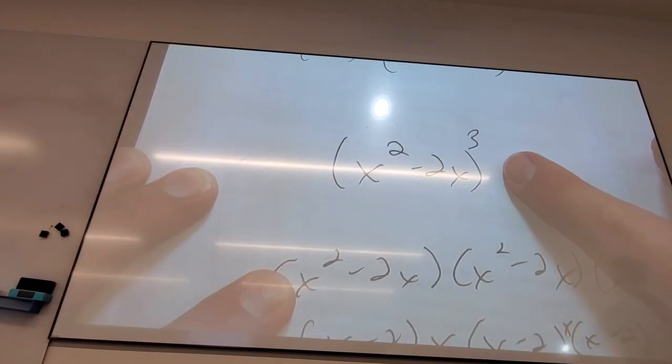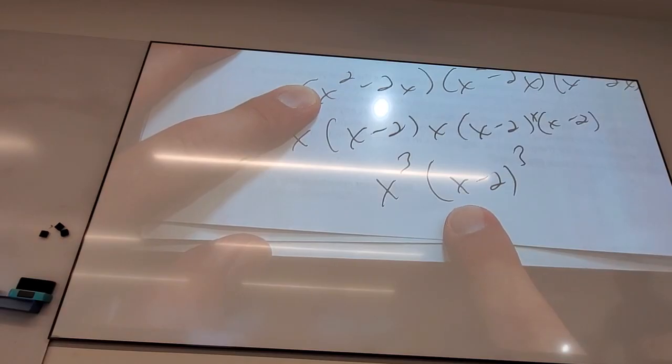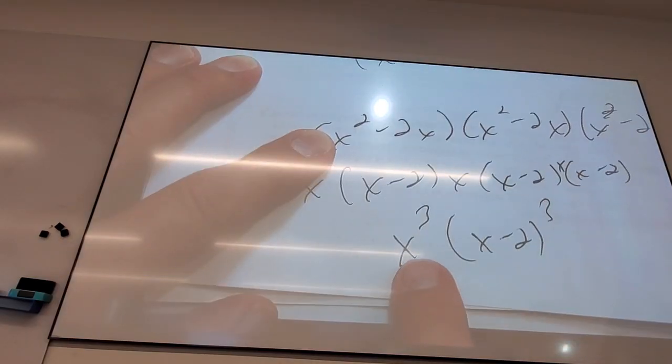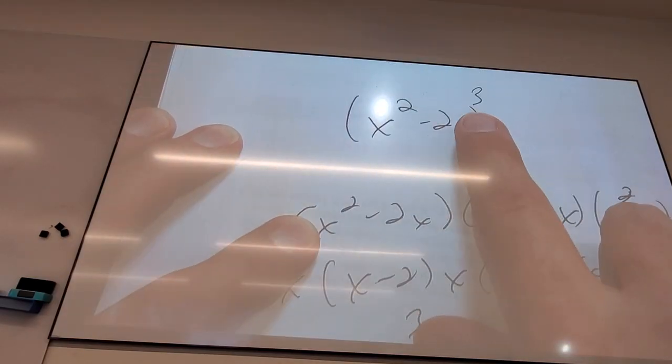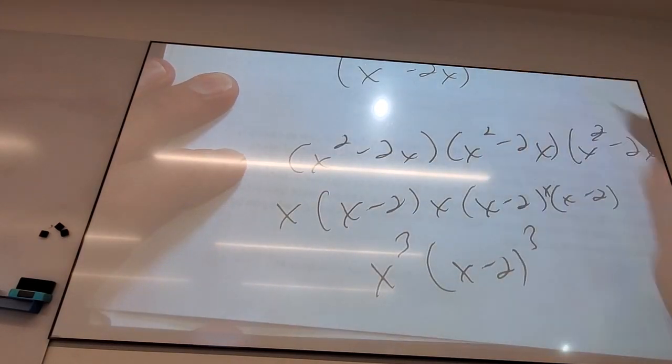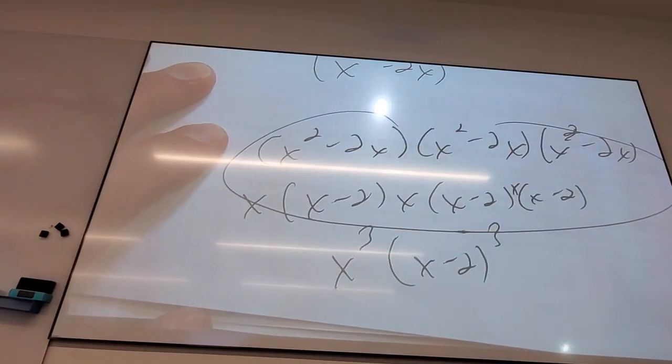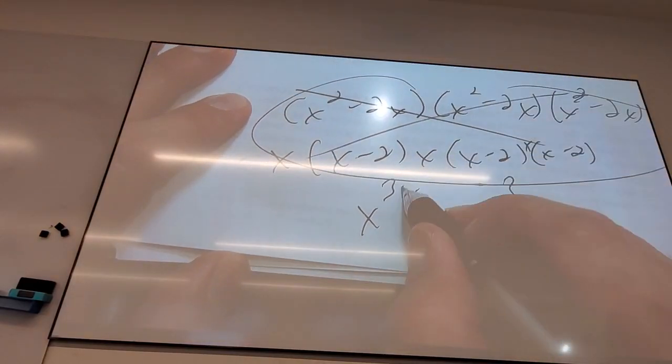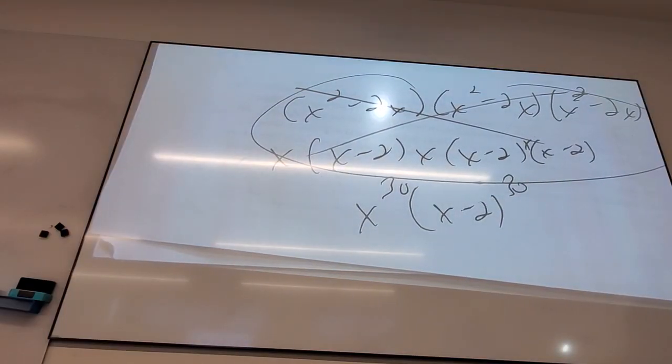All right then. See how we can just go from there straight to here? I take an x out 3 times, and I'm left with x minus 2 3 times. So if this is a 30th power, do you want to do it this way? Hell no! I'll just go straight to 30. Yay, I'm done.